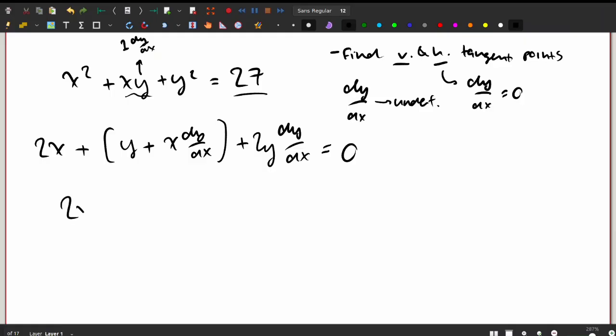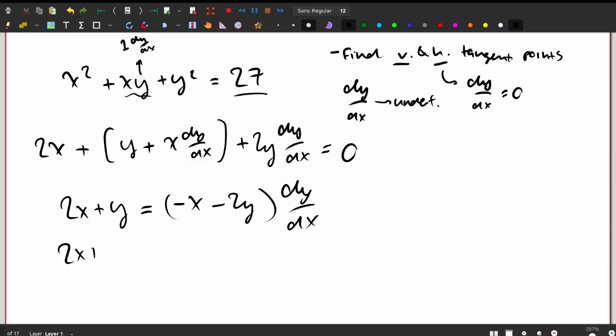Let's solve. 2x plus y is equal to minus x minus 2y all times dy over dx. I just factored it out. And now 2x plus y divided by minus x plus 2y is equal to dy over dx. So this is our derivative. Now we just have to find wherever this is 0 or undefined.